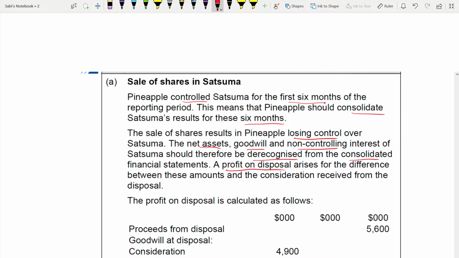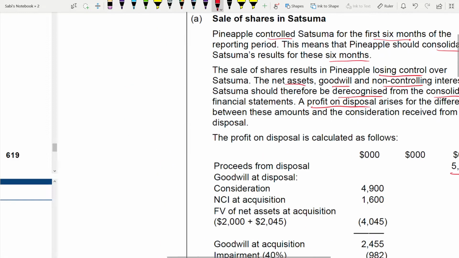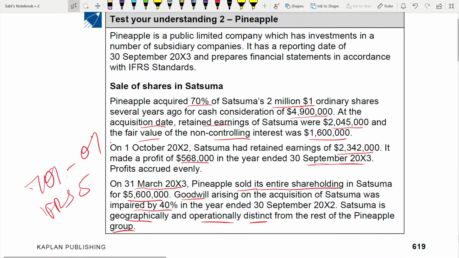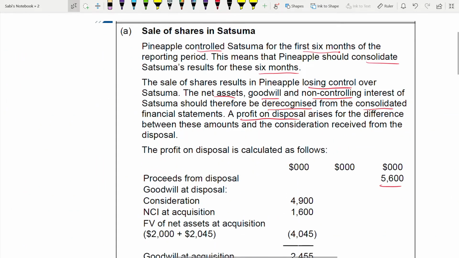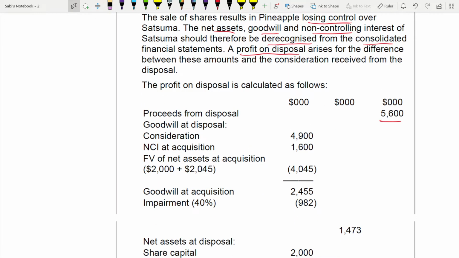Okay. So how do you find the profit on disposal? When you're selling something, you find the carrying amount of that asset versus the proceeds that you are receiving. The proceeds that you are receiving already is 5.6 million, right? Proceeds from disposal. They are selling it for 5,600,000, the entire shareholding. So this is the sale proceeds. Now you have to do the workings for the others. Others you will not get straightaway. You have to do some working before you de-recognize it.